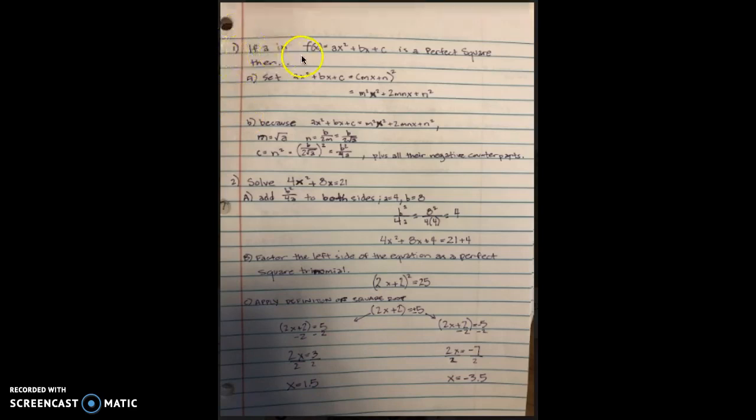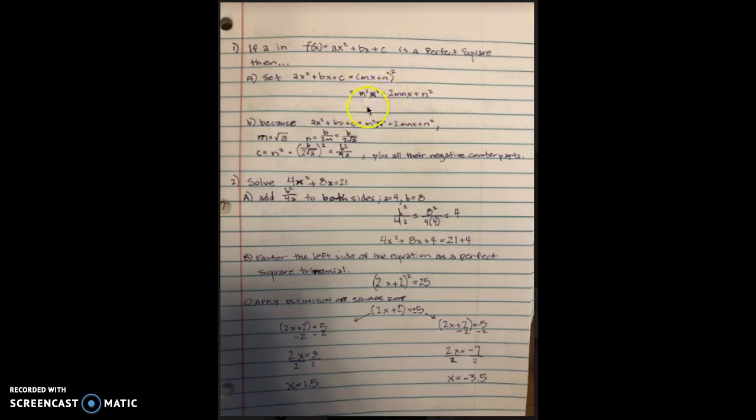In the function f(x) = ax squared plus bx plus c, if a is a perfect square, then you set ax squared plus bx plus c equal to (mx plus n) squared. We do that because we're going to factor everything out and find the square root of a and use that to solve the equation.